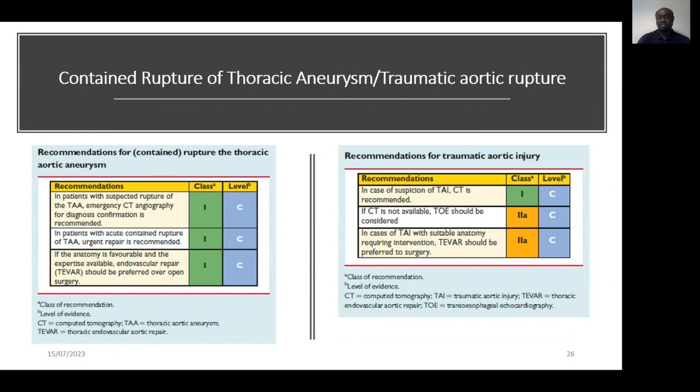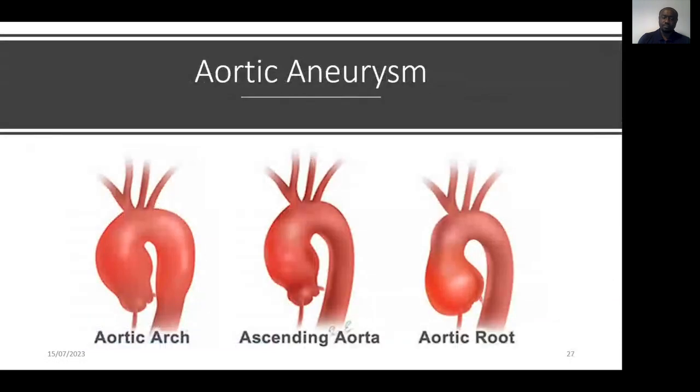Traumatic aortic injury, we may not survive. If they do come to you, obviously surgery. If the anatomy is suitable for stenting, then TEVAR is preferred because it's faster and less invasive, and you don't stay on bypass forever.